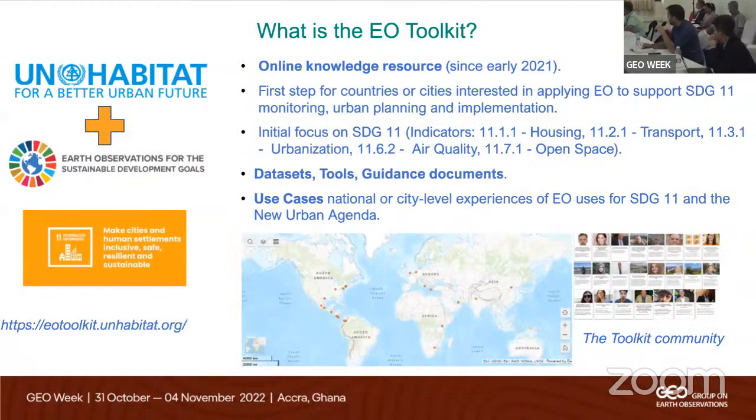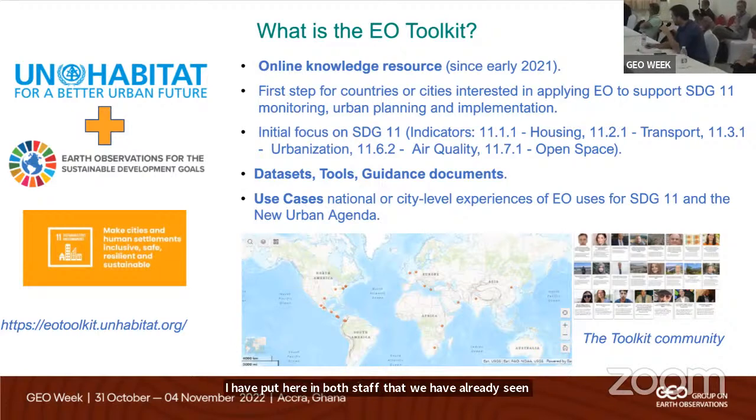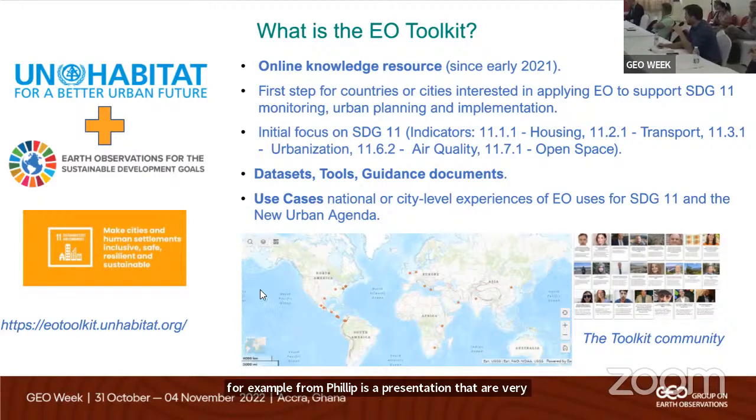Okay, brief intro. So what is the EO Toolkit? It's an online knowledge resource. It was launched in February 2021. It's a collaboration between UN Habitat and the EO for SDG initiative. It's a portal which is handled by UN Habitat. It focuses on the so-called urban indicator, SDG goal 11. It comprises datasets and tools for monitoring or supporting particular SDG indicators. It also offers guidance documents and use cases of national or city level experiences of Earth observation implementations in supporting SDG 11. I have put here in bold stuff that we have already seen, for example, from Felipe's presentation, that are very similar or have a direct line to the Geo Knowledge Hub resources.